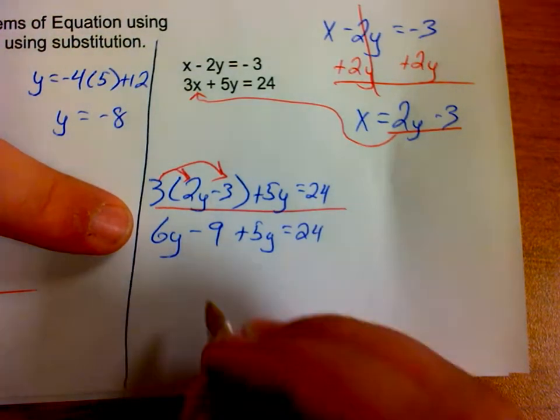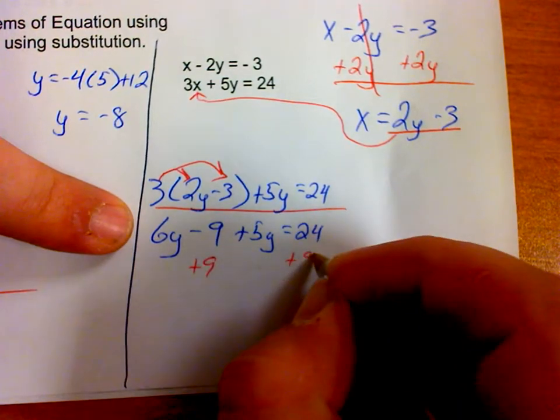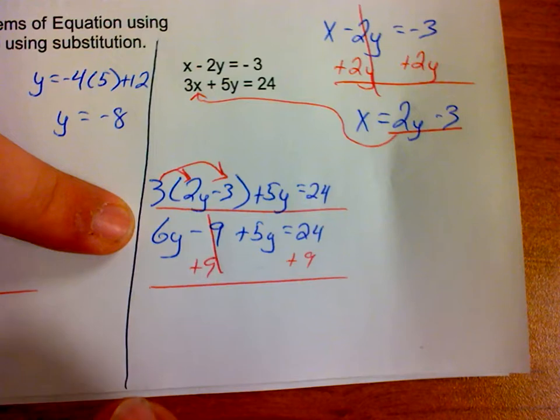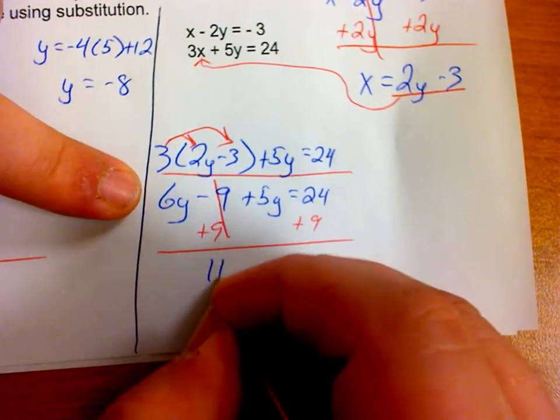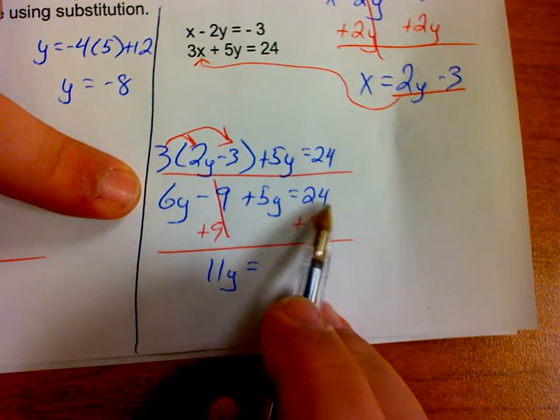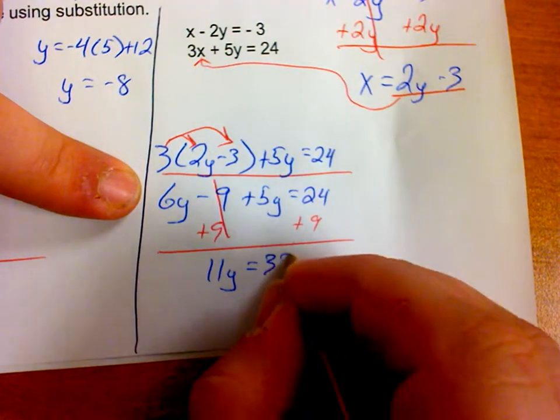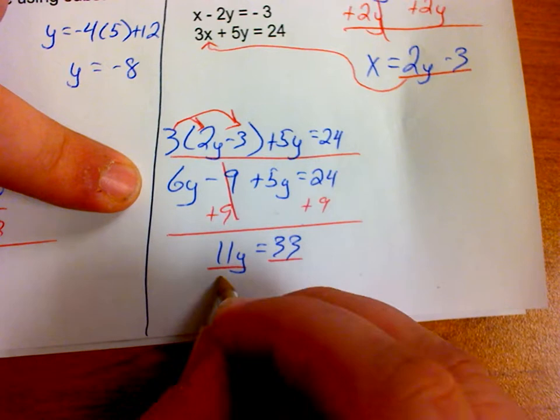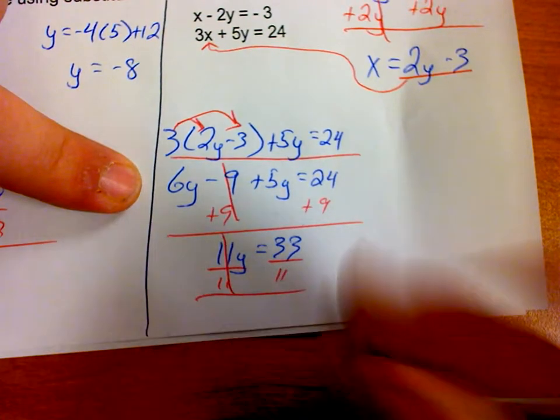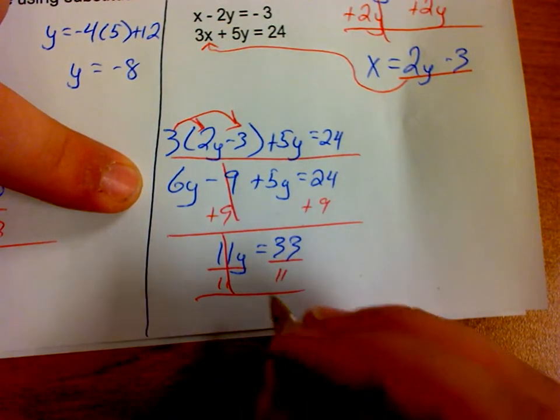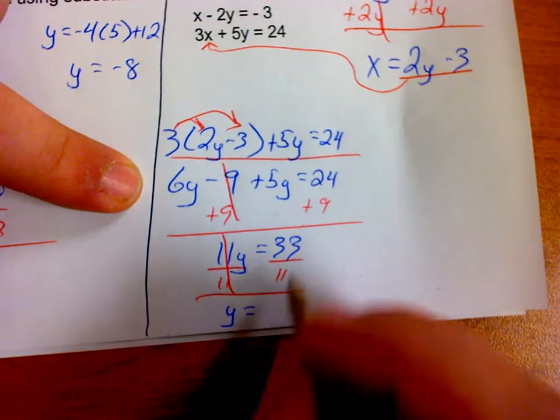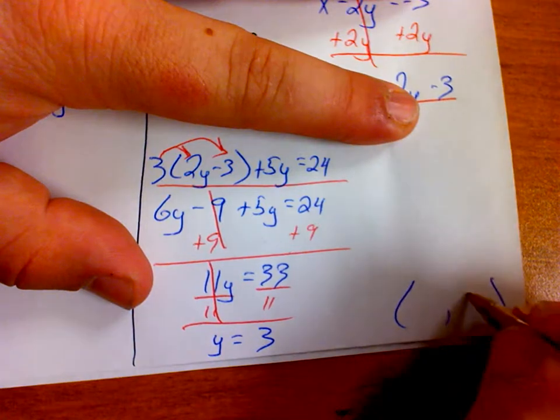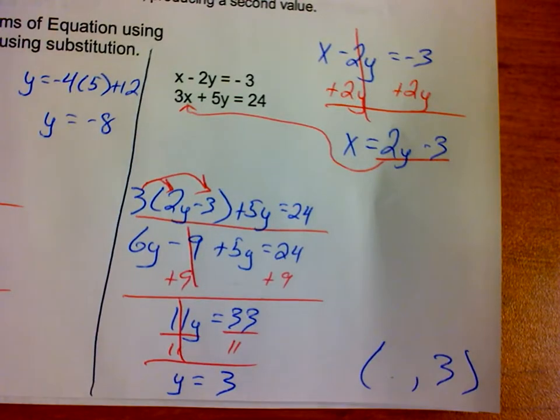Let's get the negative 9 to the other side by adding 9 to both sides. The 9's cancel out on the left, leaving us with 6y plus 5y. Combine like terms, that'll give us 11y is equal to 24 plus 9, which is 33. And then finally, to get the y by itself, get rid of the times 11 by dividing by 11 on both sides. The 11's cancel out on the left, leaving us with just y is equal to 3. That would be our y coordinate in this ordered pair, which is the second one.